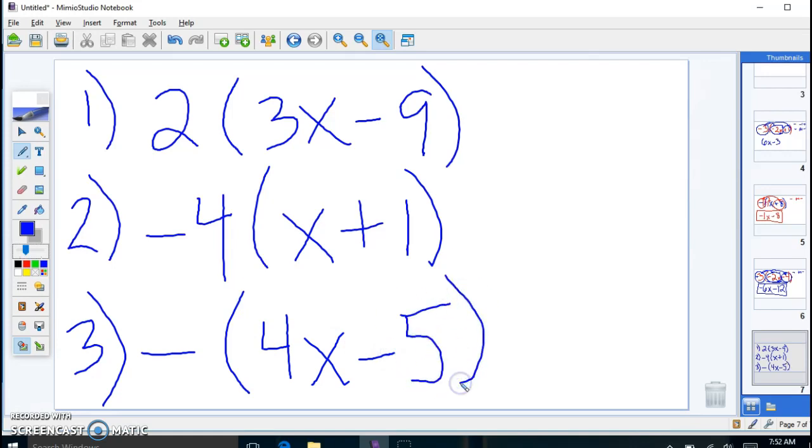So do all three of those problems. When you're finished with those three problems, bring them to me. I will check them. And then if we need to move on, we'll move on. If not, we will get a little bit of guidance.